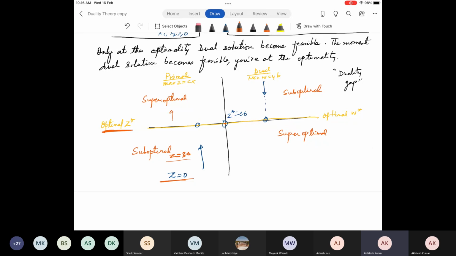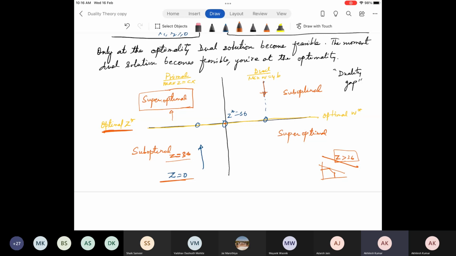If you go outside this region, what will you get? You will get an infeasible solution, but the G value will be large. Does that make sense? Suppose this is my feasible region. If I go beyond this point, I will have a G value, sorry, not G star, a G value greater than 36. You agree? Outside the feasible region. Yes, sir. But that is not feasible. So that's why we say superoptimal. I have a better objective function value, but it is not optimal.